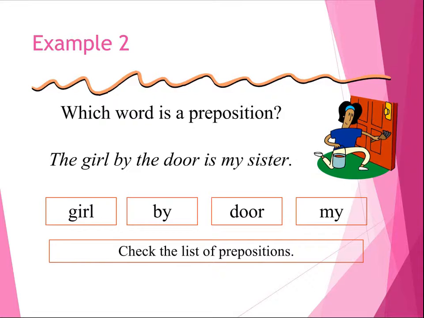The girl by the door is my sister. What's the preposition in this sentence? By. By is the preposition. It's showing the relationship between the girl and the door. Where is the girl? She is by the door.